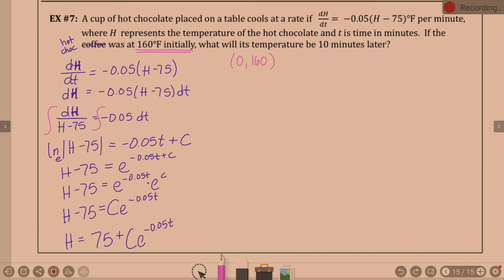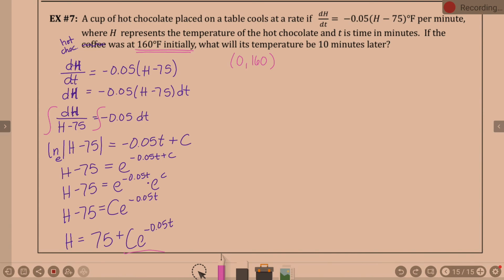So this is where you actually need to use the idea of plugging 0 in, setting your equation equal to 160 to be able to find that C. What are we trying to get to? What will the temperature be 10 minutes later? So we need a full equation to plug that 10 in. Okay, and I say that because, guys, I got caught on this too. I still wanted to say, oh, hey, C is 160, moving on. But it's not just this part right here.